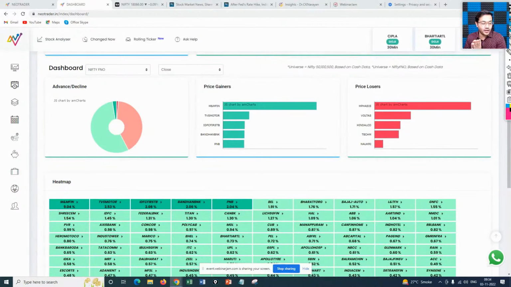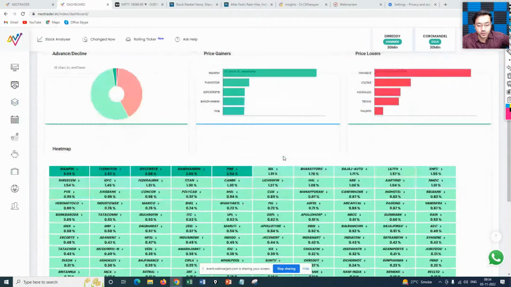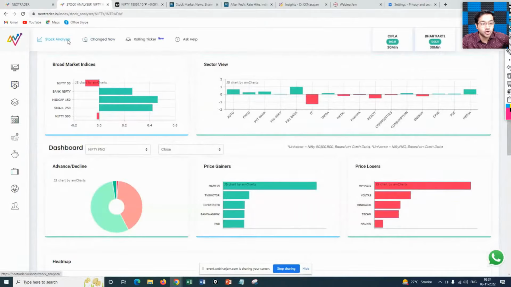So as I told you, I'm going to focus first on showing you CPR. But before we go there, let us first take a flavor of what has happened in the market today. So let me go now quickly to my stock analyzer page and see what happens today.